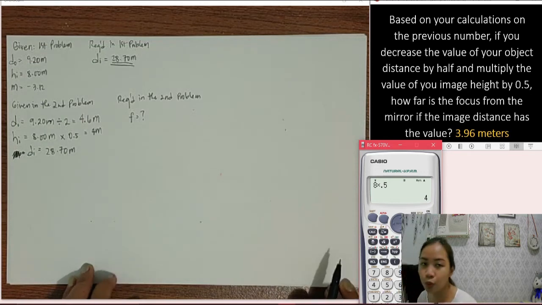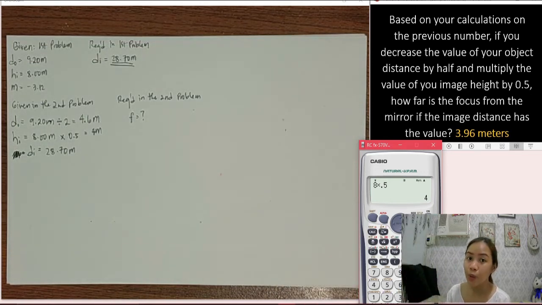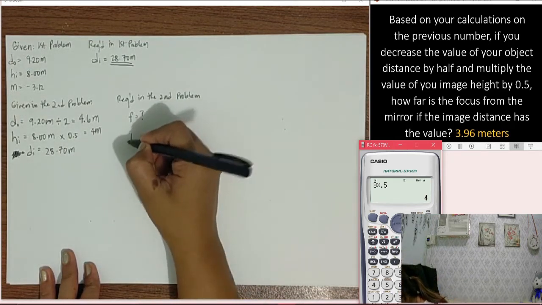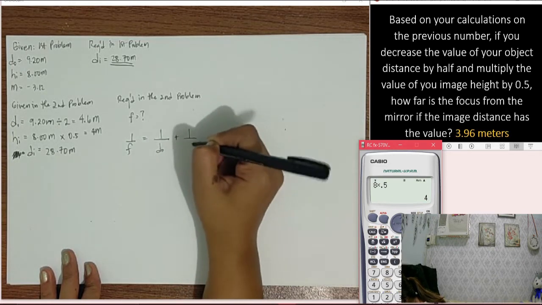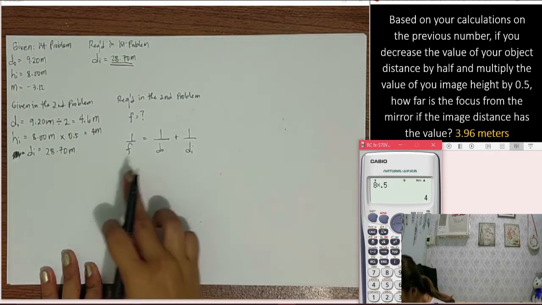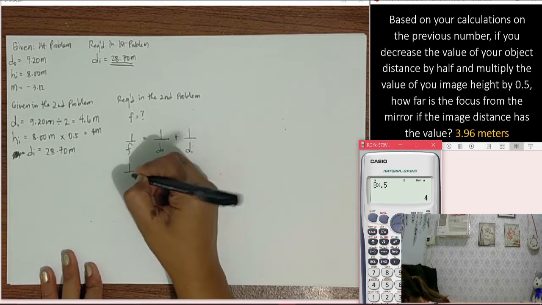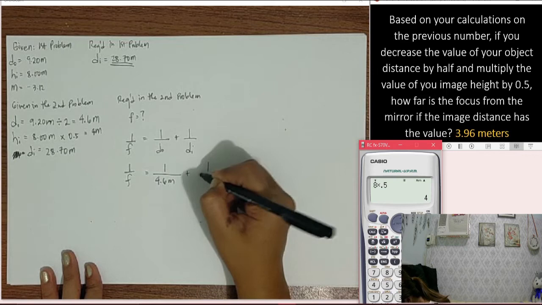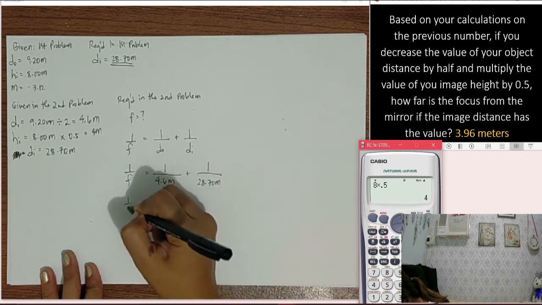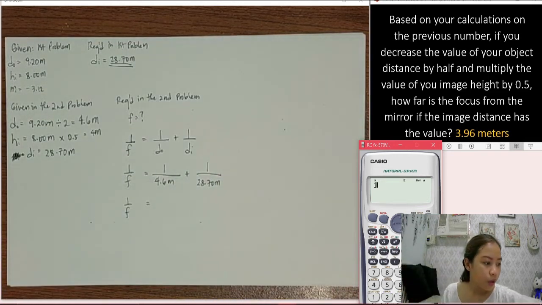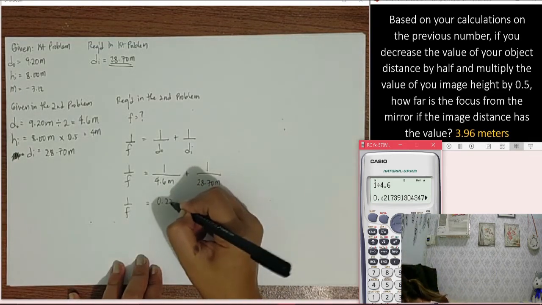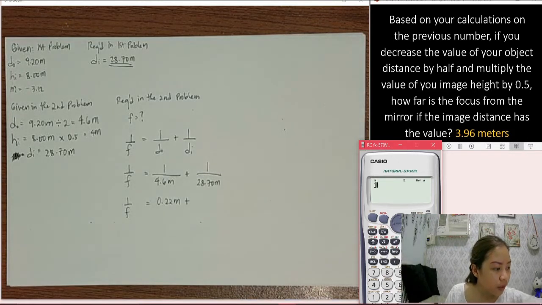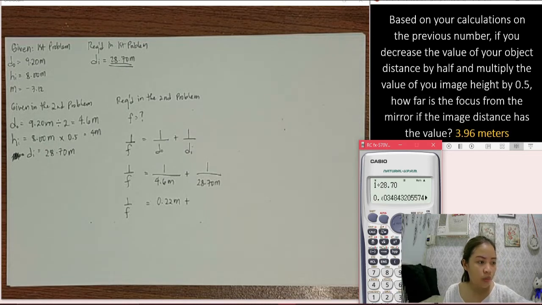In looking for the focal length, just like what was presented in our previous video, we use 1 over f is equal to 1 over o plus 1 over i. Therefore, we substitute: 1 over f is equal to 1 over D sub o plus 1 over D sub i. We are not using the magnification here, we just substitute. 1 over f is equal to 1 over 4.6 meters plus 1 over 28.70. 1 divided by 4.6 is equal to 0.22 meters, plus 1 divided by 28.70 is equal to 0.03.